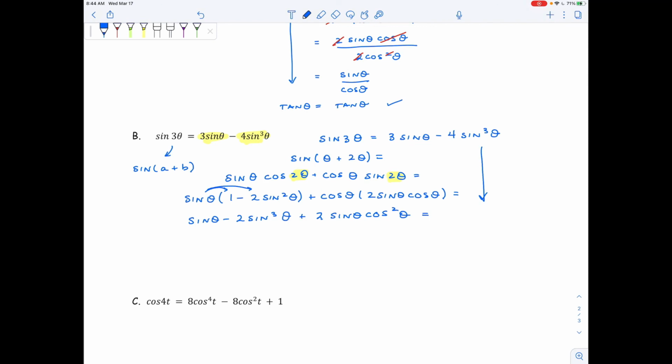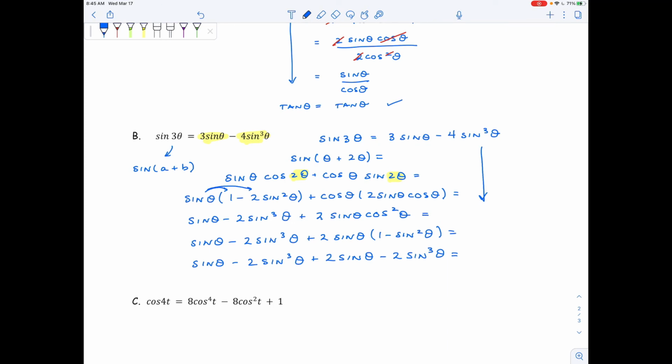And we're almost there. I'm going to replace that cosine squared theta then with our Pythagorean identity. This one is truly a tour of the entire unit so far. And distribute that to sine theta. And let's see what we've got left then.